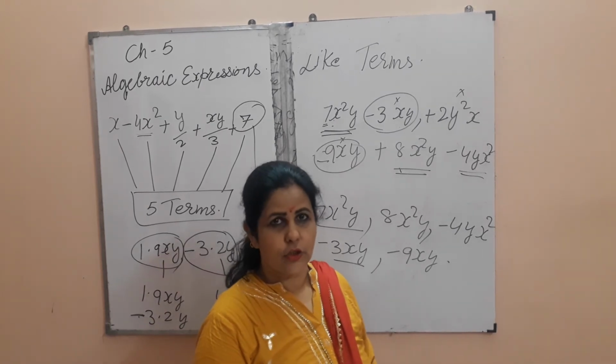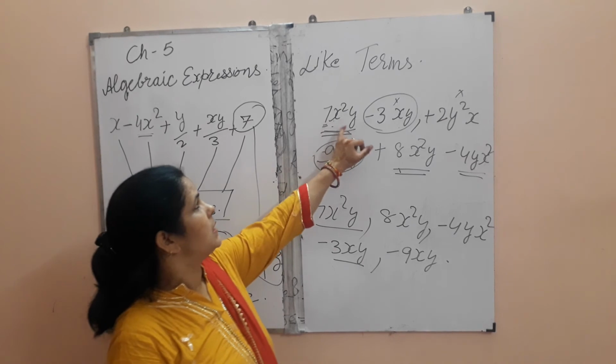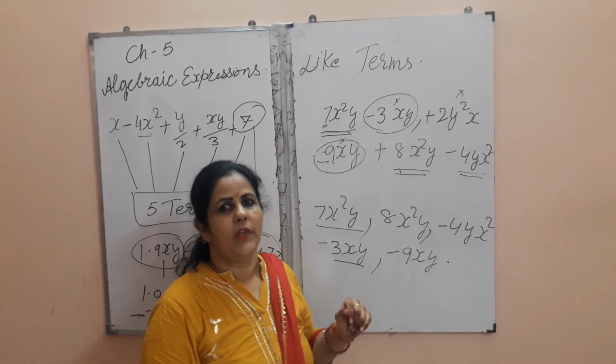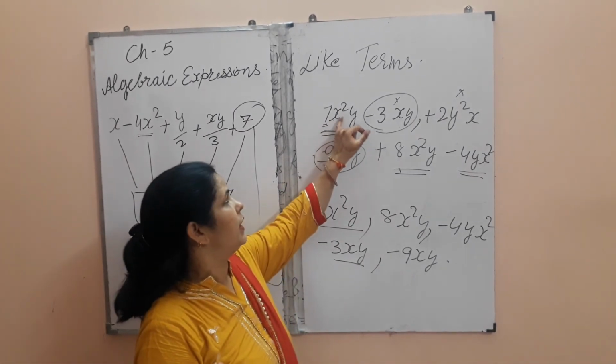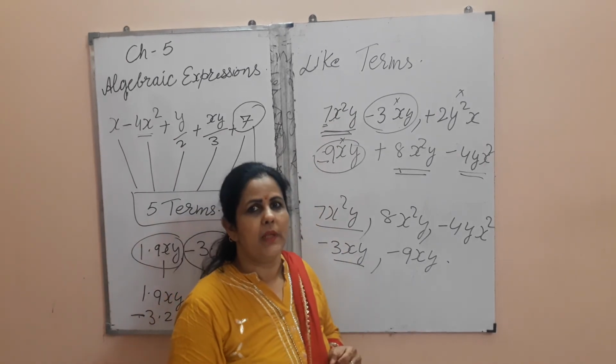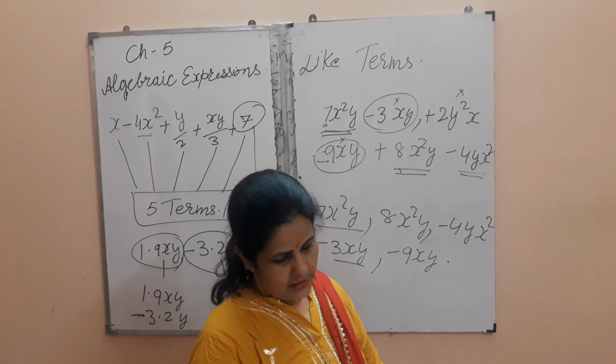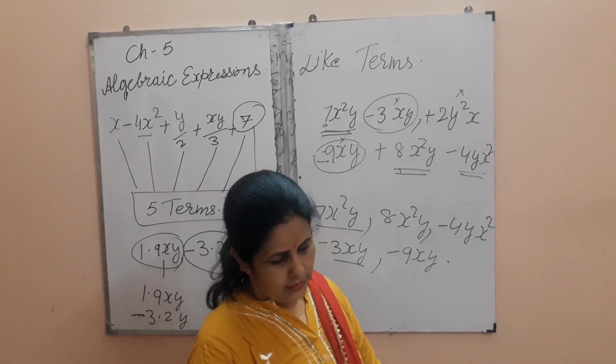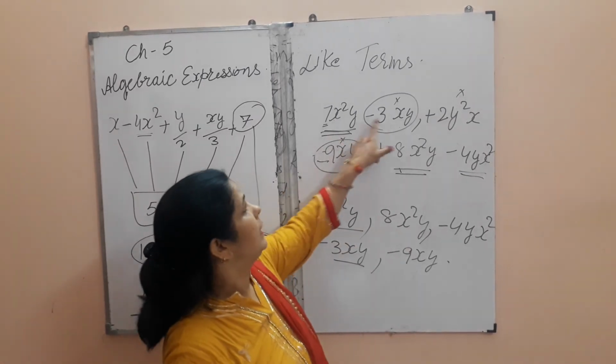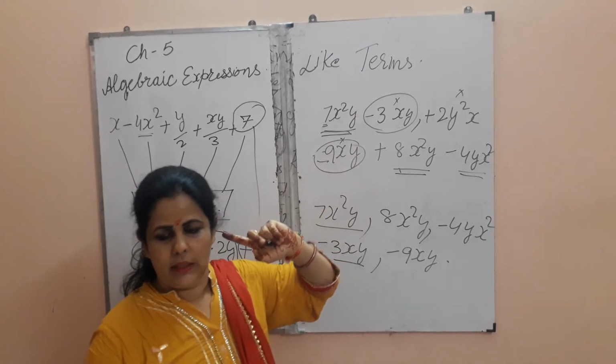So they are called unlike terms. Like terms, you understood? If the terms have variables with their parts the same, they are called like terms. Understood? Unlike terms: in an algebraic expression, terms having different literal factors are called unlike terms.